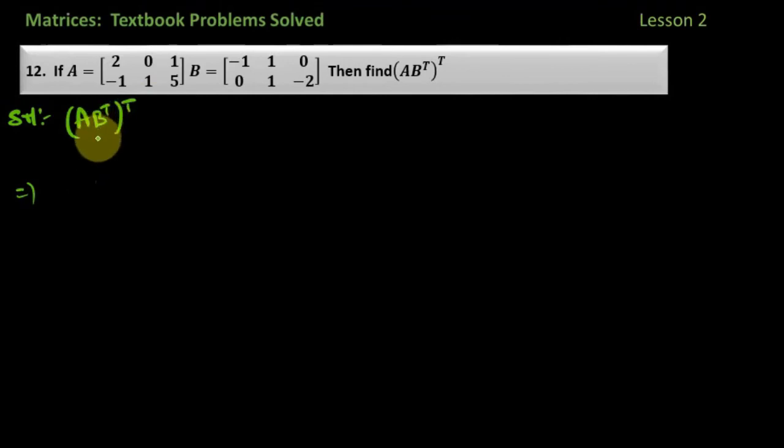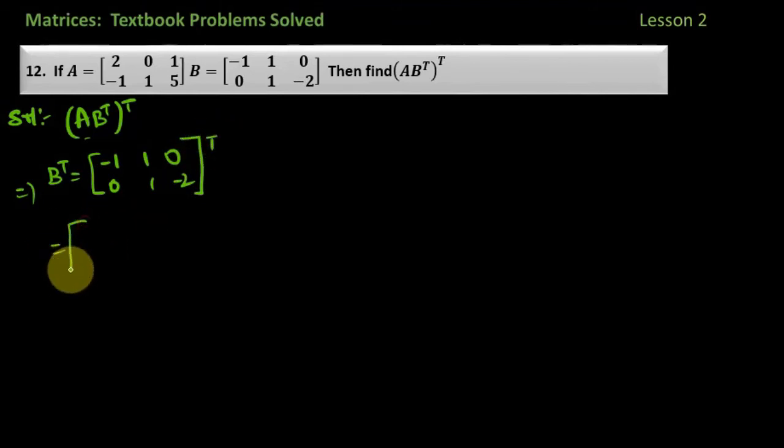So first we will solve inside the bracket values. First I will find B transpose value. So B transpose means, what is the matrix B here? B matrix is minus 1, 1, 0 and 0, 1, minus 2. This is my matrix B. For this I should find transpose. So if I find transpose, my row elements will become column elements. So minus 1, 1, 0, 0, 1, minus 2. Finished. This is my B transpose.